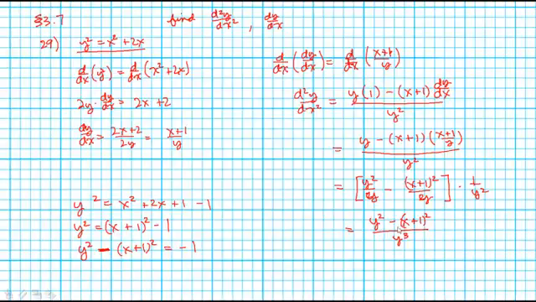So this whole thing can be rewritten as that, and if that's that, it's equal to negative 1, so I end up with negative 1 over y cubed, and that's 29.